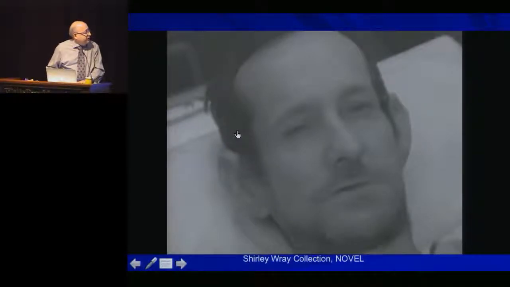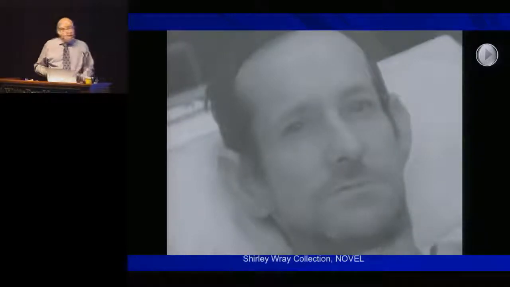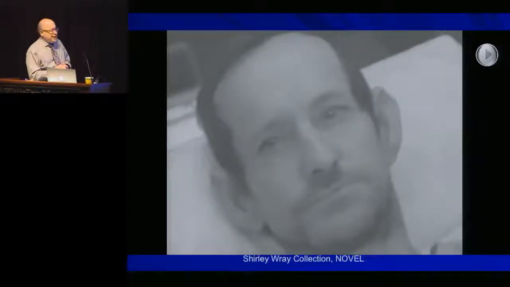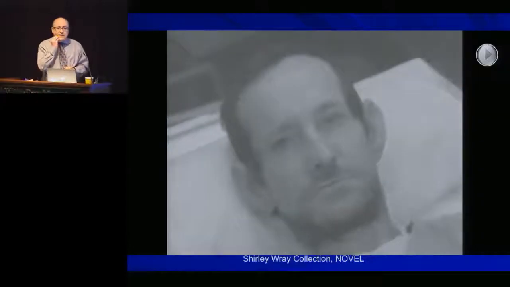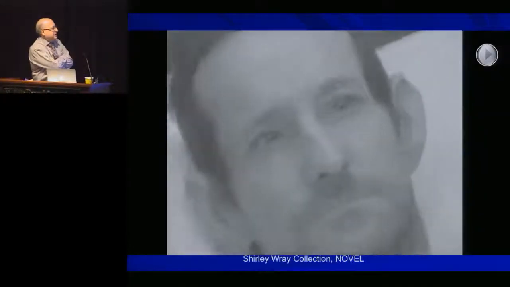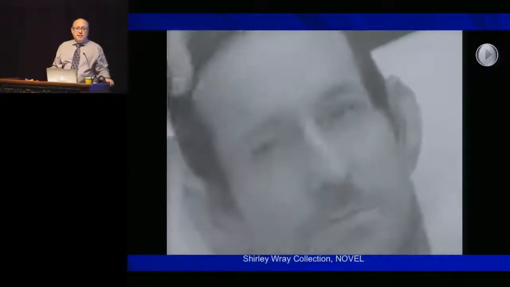This is a patient of Shirley Ray from the Novel website who has this convergence and divergence eye movement, 1 per second. It's called oculomasticatory because it involves the eyes and the chewing muscles. You see his chin going at the same time as his eyes. So this is Whipple's disease, pathognomonic of Whipple's disease.